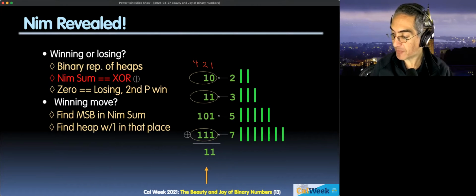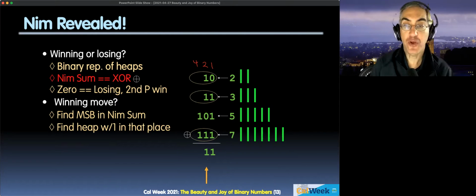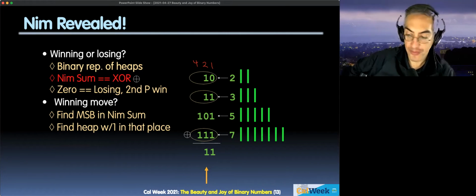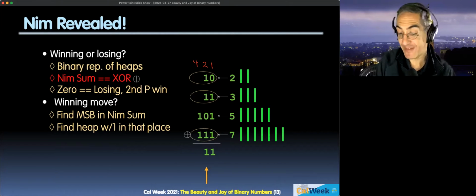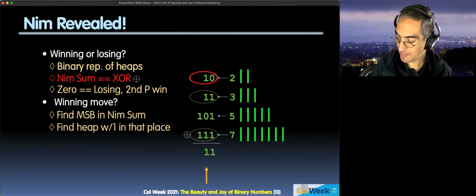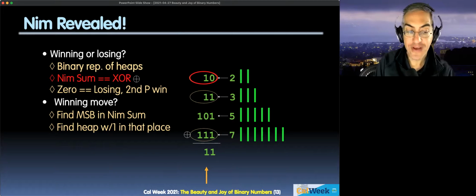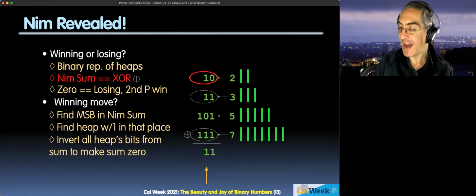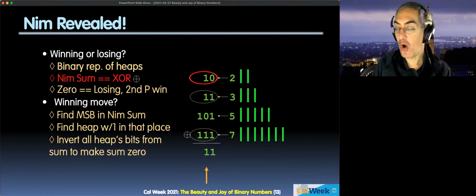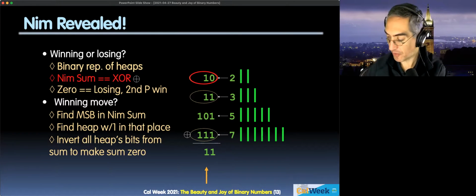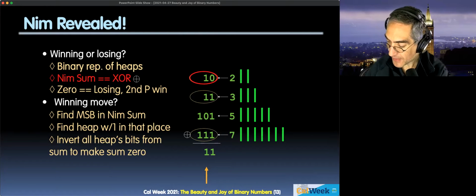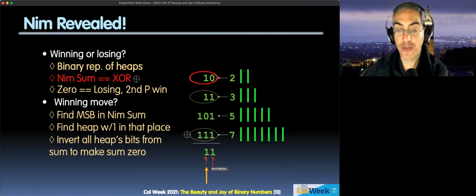So look, I got 3 heaps. The 2, the 3, or the 7. I could make a move on any one of those 3. Isn't that fascinating? I can make a move on 2, or on 3, or on 7. That's kind of interesting. I'm going to choose to make a move on the 2. Watch what happens. Watch my animation. The last part of the algorithm is, I invert all of the bits from the sum to make it 0. So for every time that there was a 1 here, that means I have to flip the odd or evenness of that.